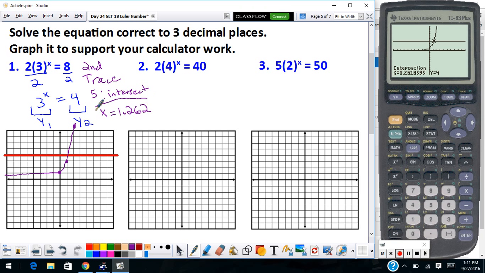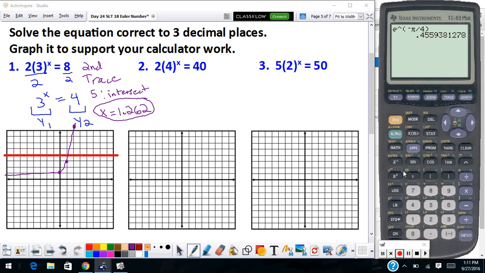So I want to show you something. If I go back to my home screen and I type in 2 times 3 to the power of 1.262, I should get about 8. Yep, about 8. So I found the correct exponent that will work in this equation. And this is how we're going to solve these until I teach you how to solve them algebraically. We're going to do them graphically on our calculator.